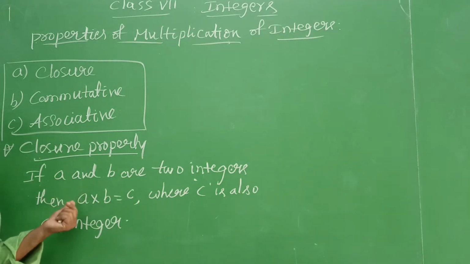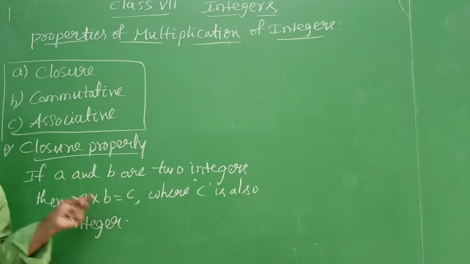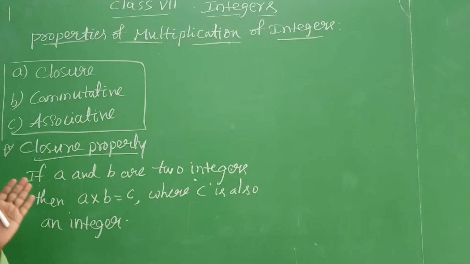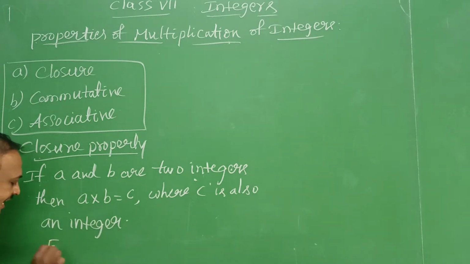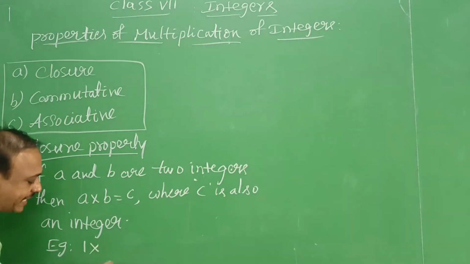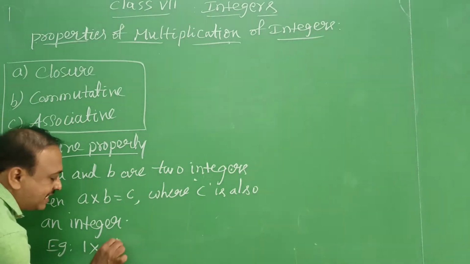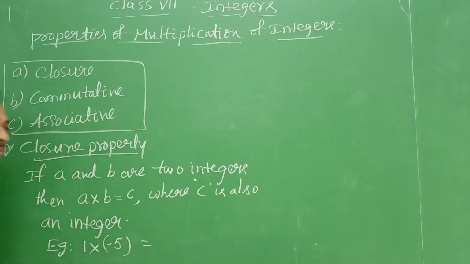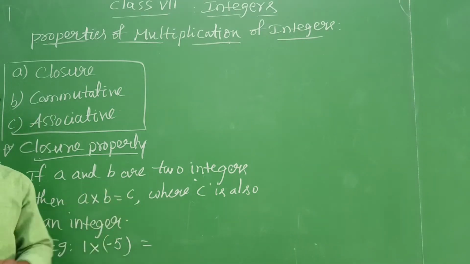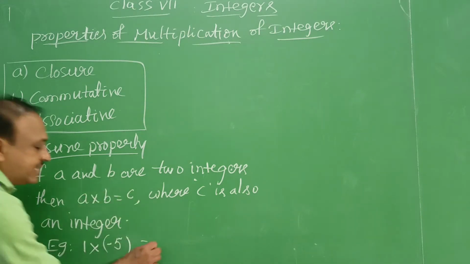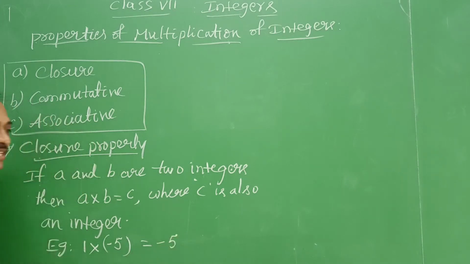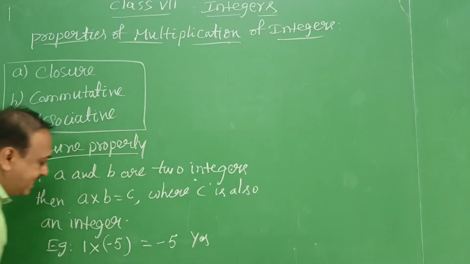What's the meaning? A is an integer, B is also an integer. The product A into B, the result is also an integer. We'll verify whether we get an integer or not. Example: 1 is an integer and minus 5 is an integer. 1 into minus 5. As we discussed earlier, the product of a positive and a negative number is always negative. So this is minus 5. Yes, it is an integer.